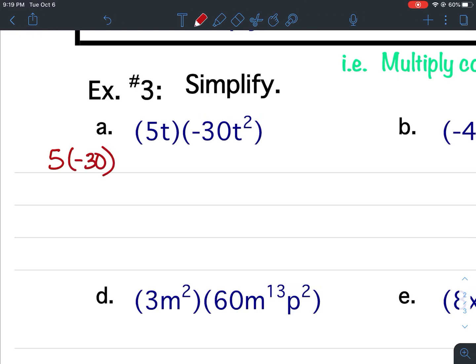So I just grouped together my coefficients. Now I'm going to group together my variables. First of all, I have a variable here without an exponent, so I'm going to put a 1. And since there is only the variable t, I'm going to group those together. So I've got t to the first, and I have t to the second.